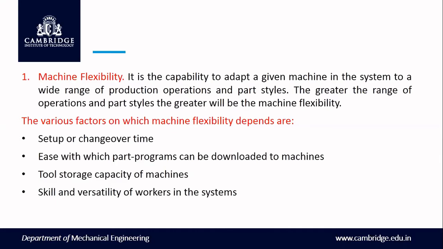For example, in machines having a capacity of 12 tools, 12 operations can be done. That is the major thing the present scenario talks about, a flexible manufacturing system. And then the main thing is the skill and versatility of workers in the system.